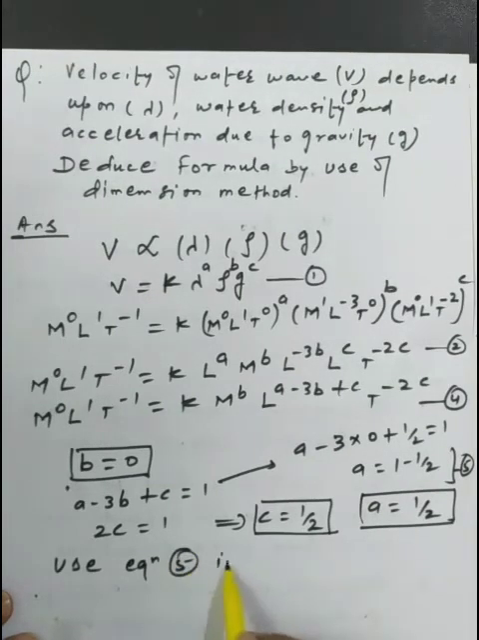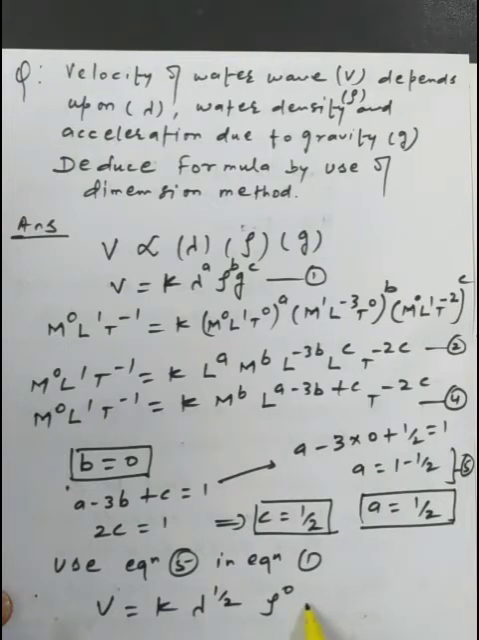Using equation 5 in equation number 1, we get v equal to k lambda raised to a, that means lambda raised to 1 by 2. Density has the power 0, so rho to the power 0, and g has the power 1 by 2.